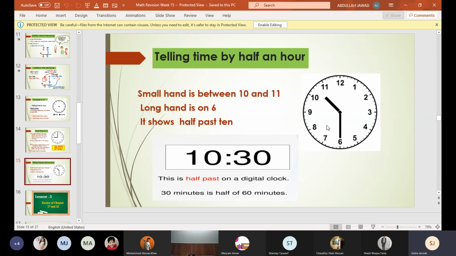If the small hand moves between 3 and 4 and the long hand remains the same, what will the time be? Hamza, if the small hand moves between 3 and 4, what will the time be?